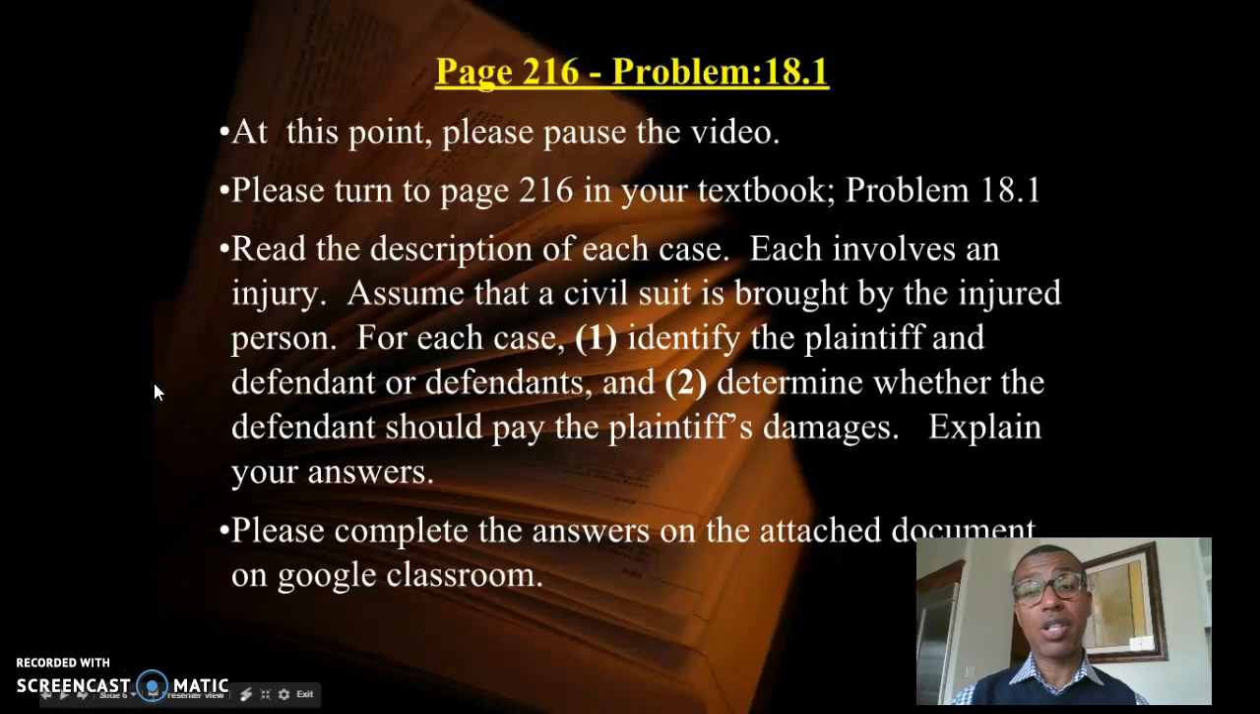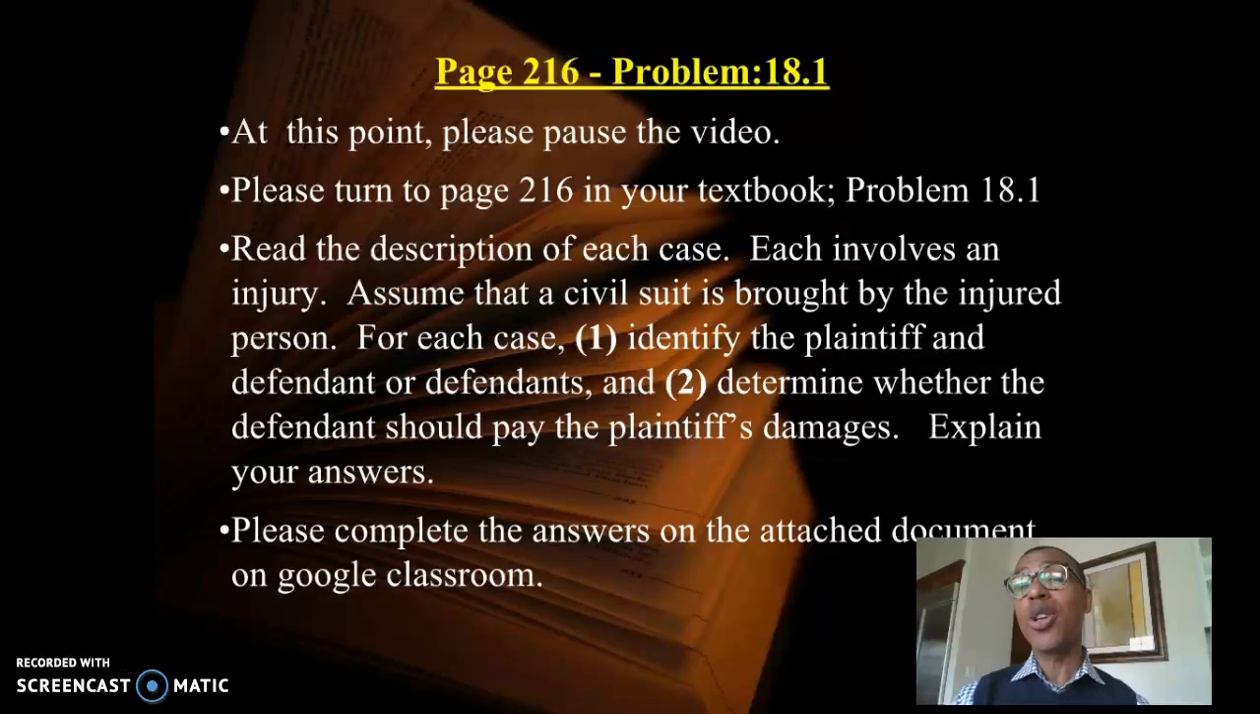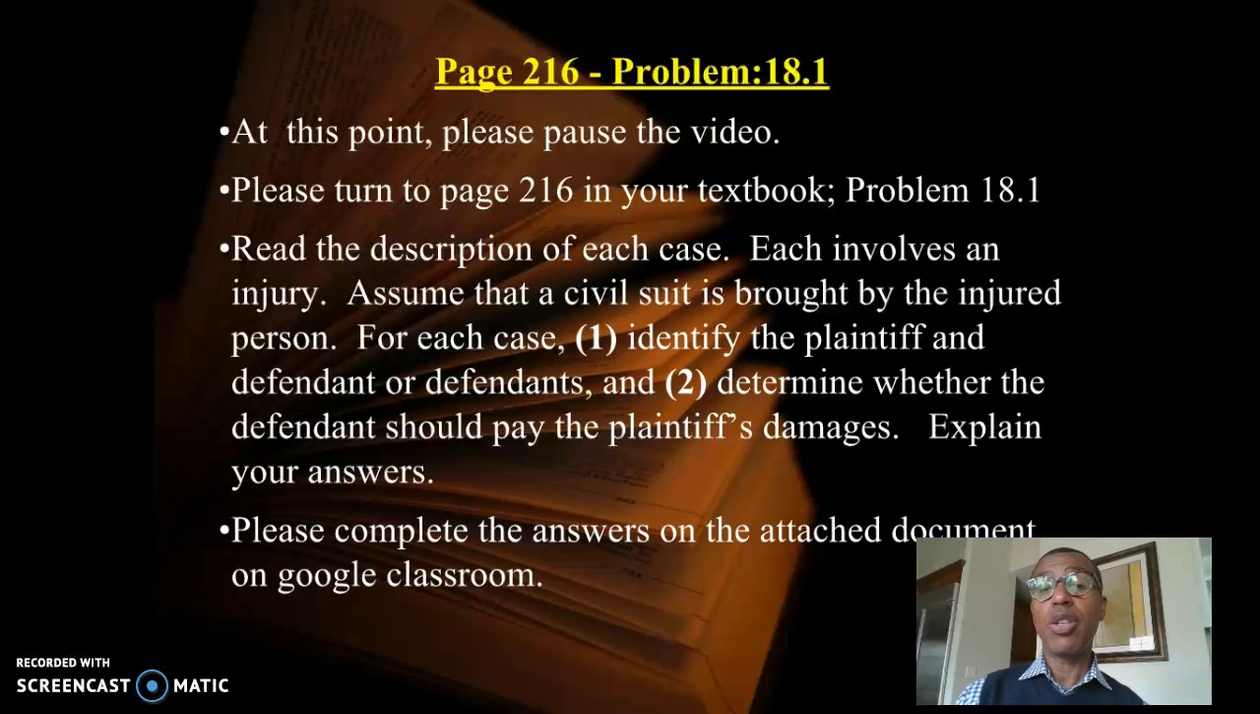Here's what I'm going to ask you to do at this point. I'm going to ask you to please grab your textbook and turn to page number 216. And I'm going to ask you to look at problem 18.1. After I go over the directions, you can pause the video and work on this particular problem. So please turn to page 216 in your textbook and let's do problem 18.1. This will be due by the end of class.